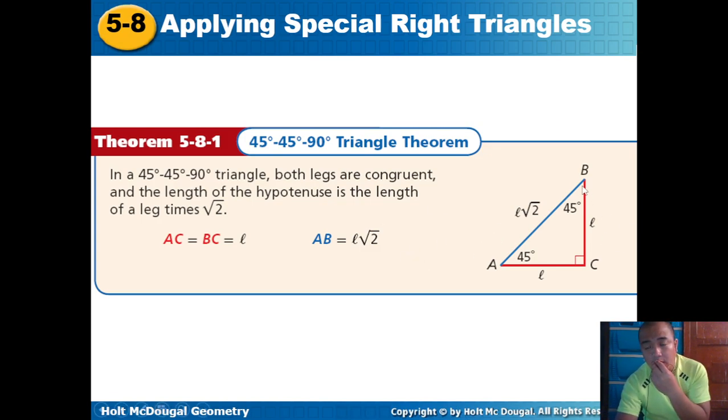So for example, the length of one of the legs is L. That means the other leg is also L. They are equal. And therefore, the length of the hypotenuse is just one leg multiplied by square root of 2. So L square root of 2 is the length of segment AB, which is the hypotenuse.